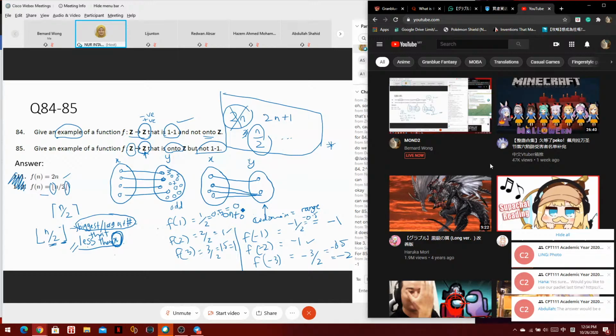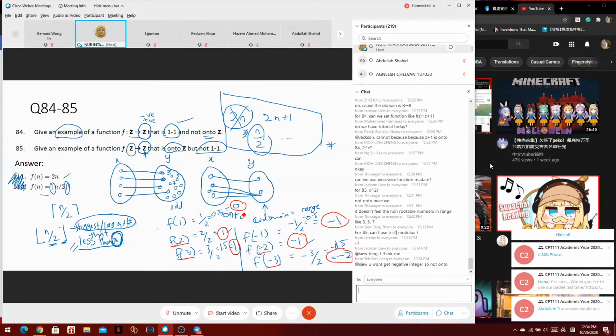Now check the answer here. Let me change the ink color so that you can see it. Function n equal to 1, you map to 0. Function n equal to 2, you map to 1. Function n equal to 3, you map to 1. What about negative 1? You map to negative 1. Negative 2 maps to negative 1, and negative 3 maps to negative 2.